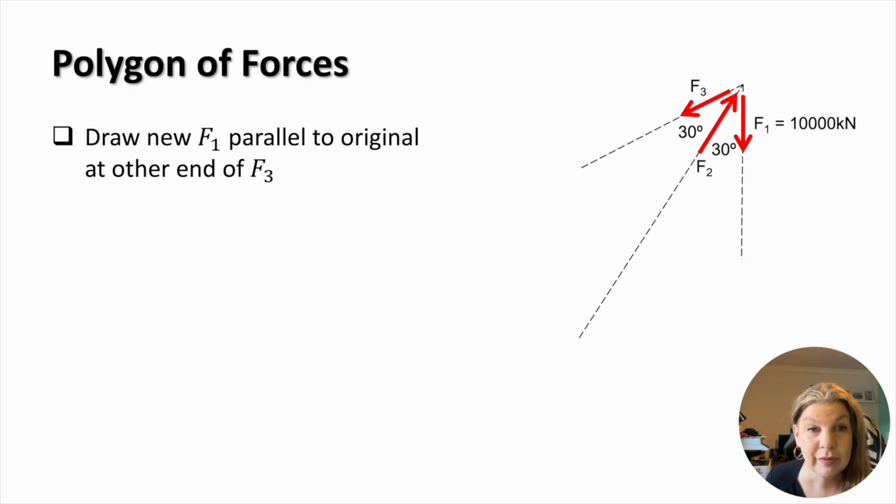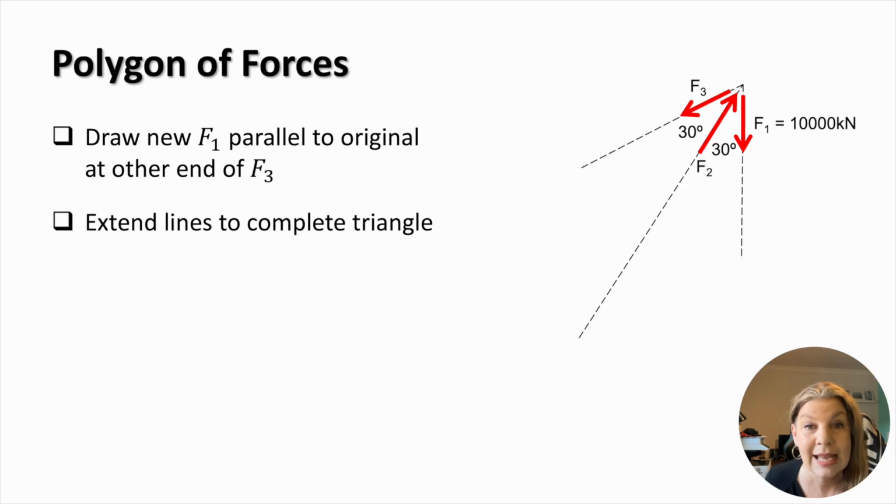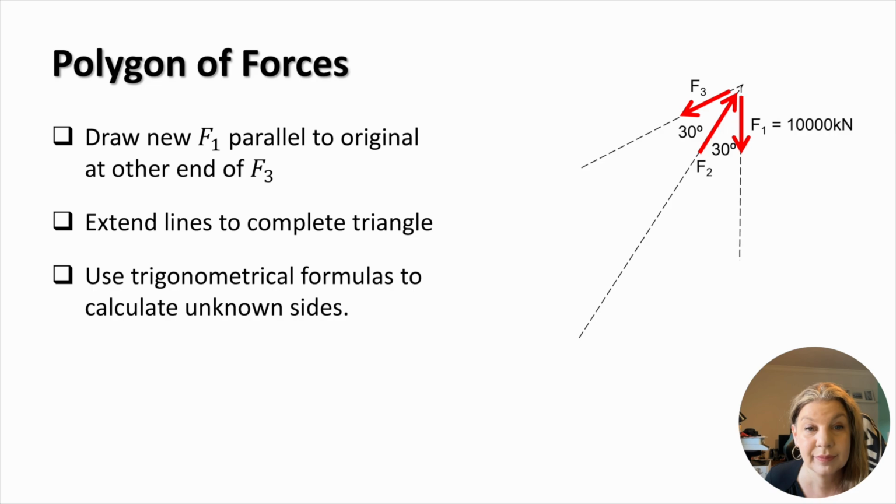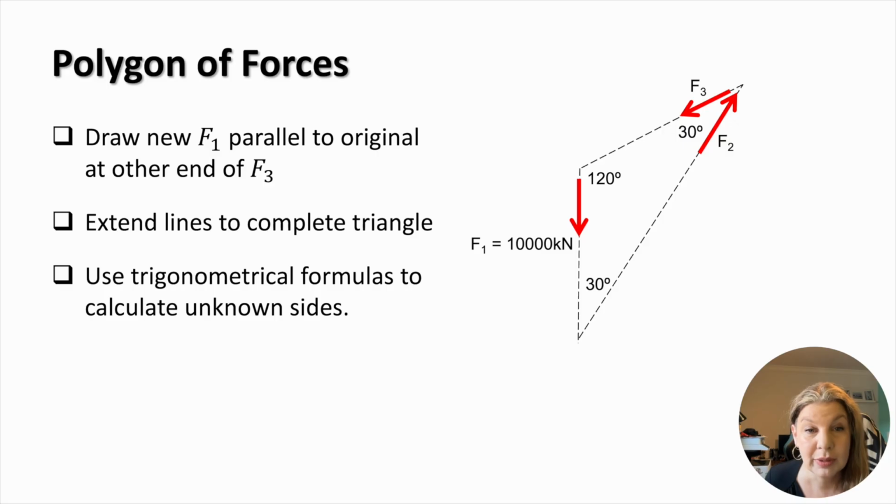Since the magnitude of F1 is known, we select the length that represents 10,000 kilonewtons. Then we draw F1 and the lines parallel to F2 and F3 from the heads and tails of F1. The point of intersection of these defines the lengths that represent the values of the magnitudes of forces F2 and F3 in the scale selected. Alternatively, the magnitudes of the forces F2 and F3 can be found using trigonometrical formulas.